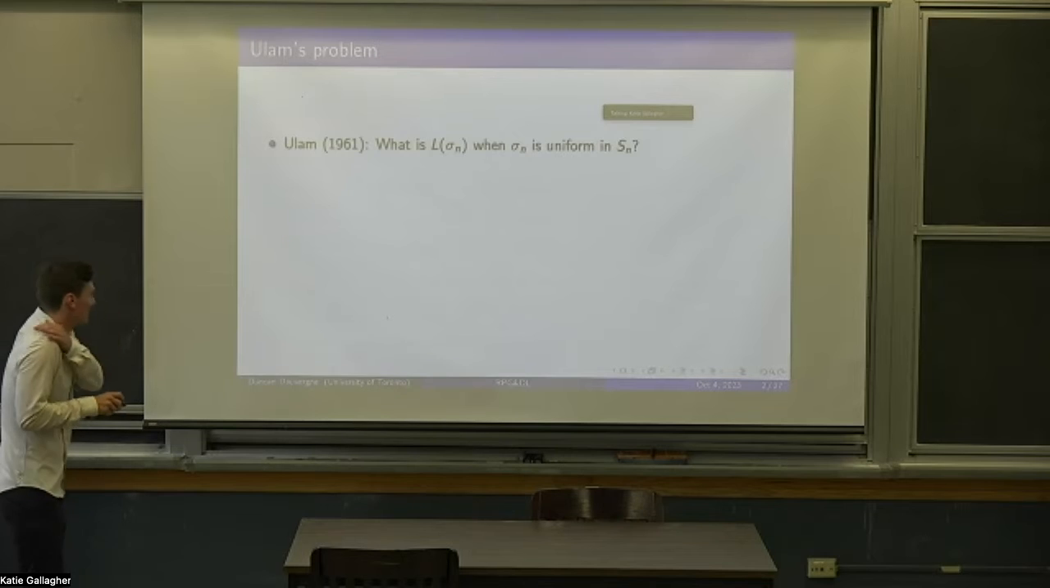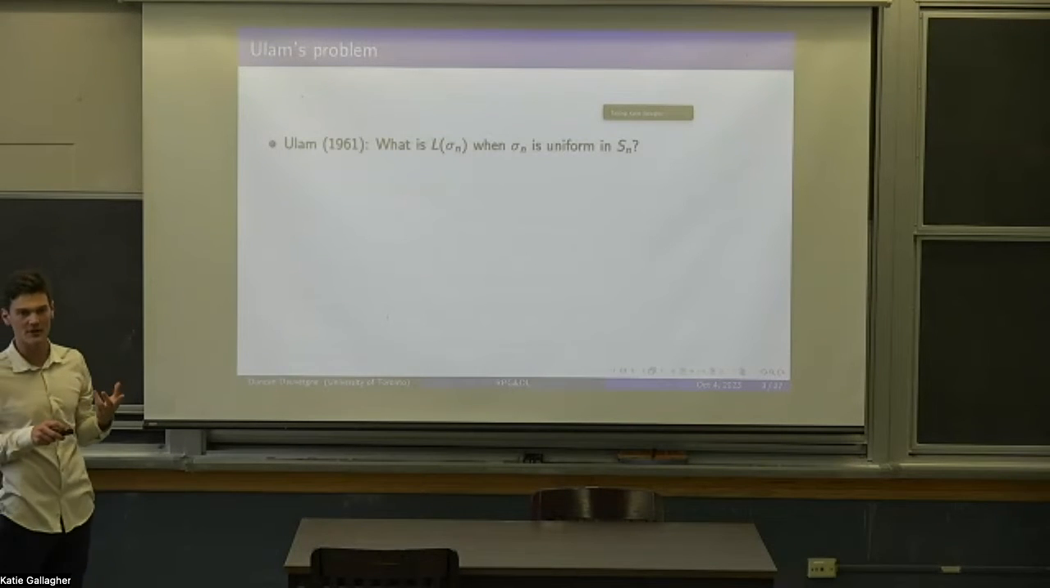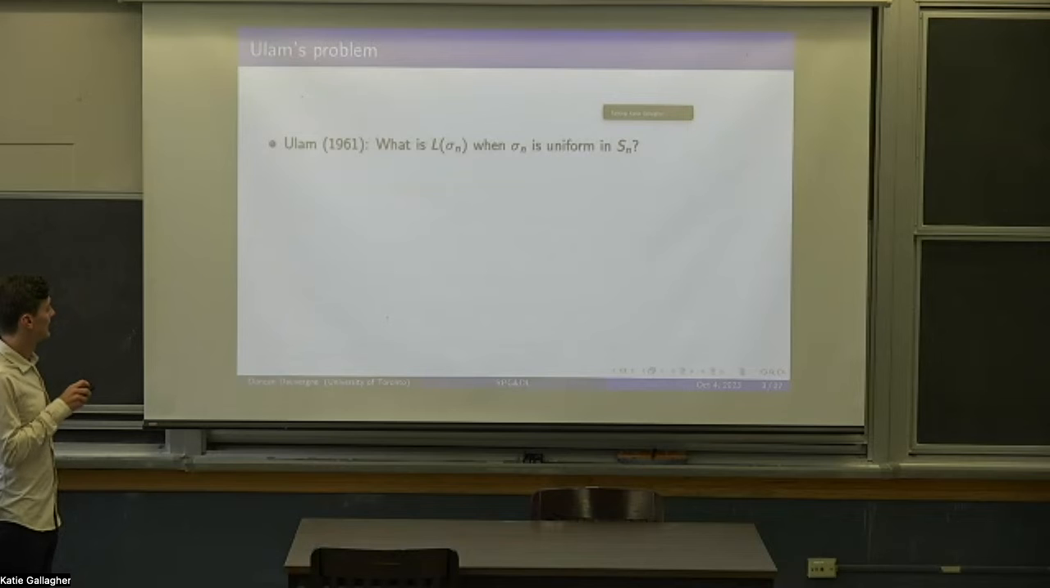Okay, so this is Ulam's problem. So he asks the following question. So now pick a permutation uniformly at random. So look at all n element permutations and pick each one of them with probability 1 over n factorial. And you want to understand what is the length of the longest increasing subsequence.